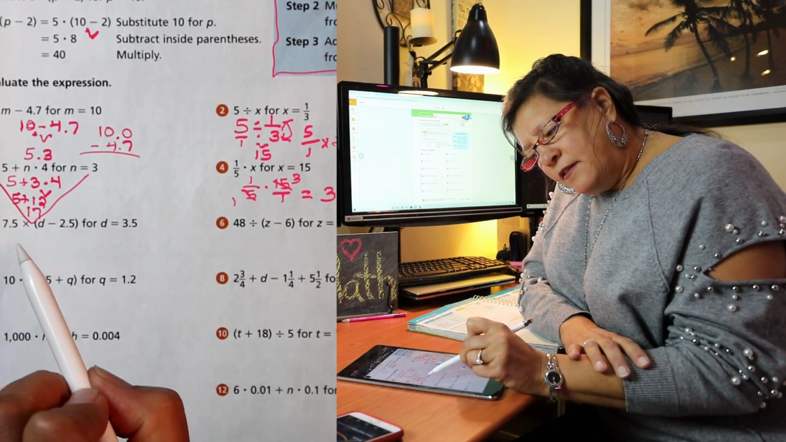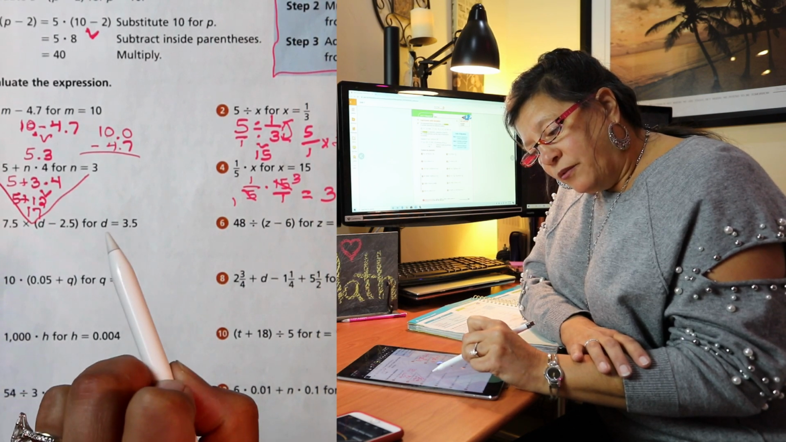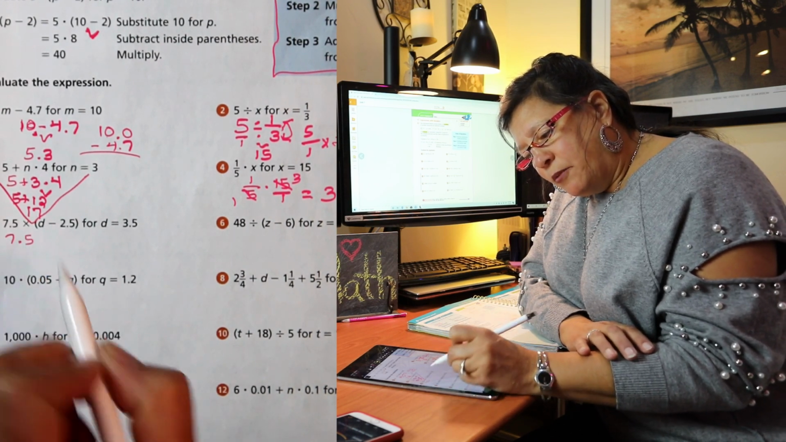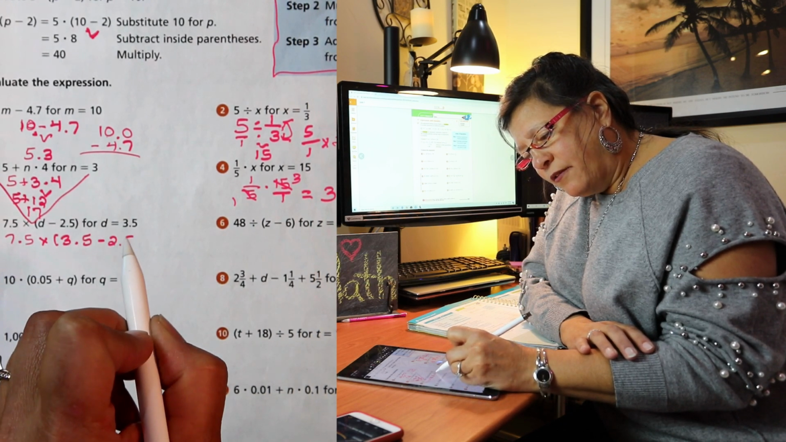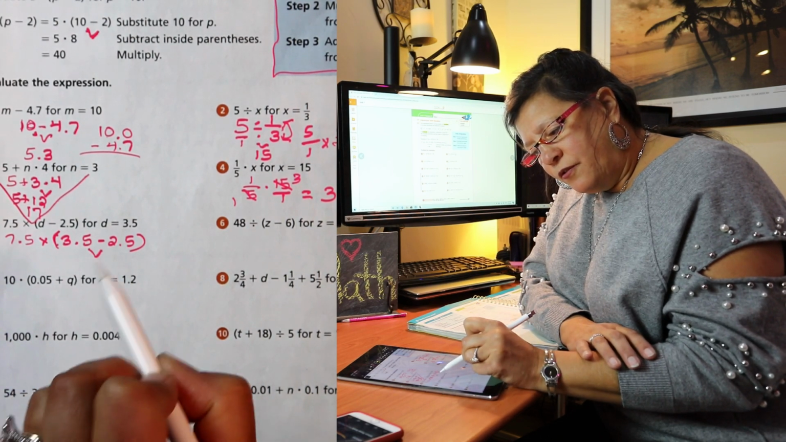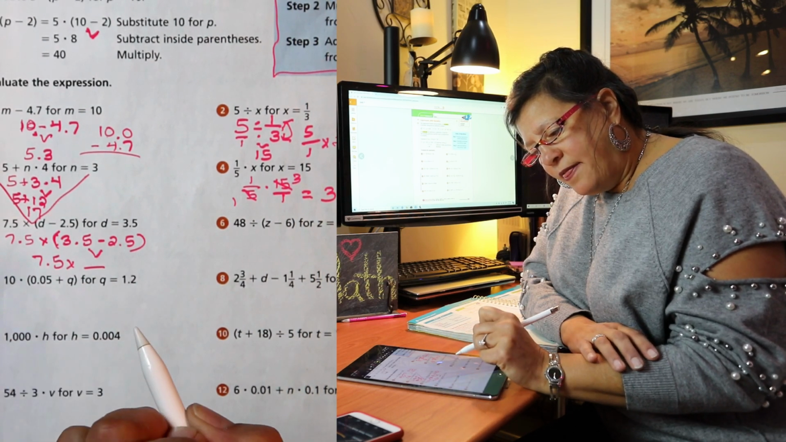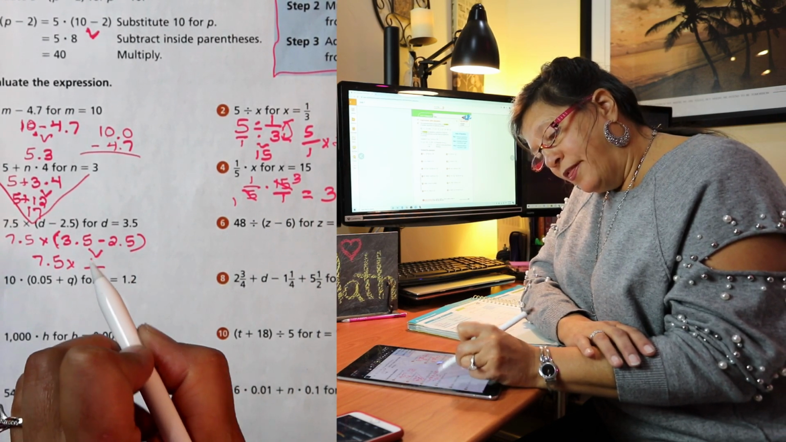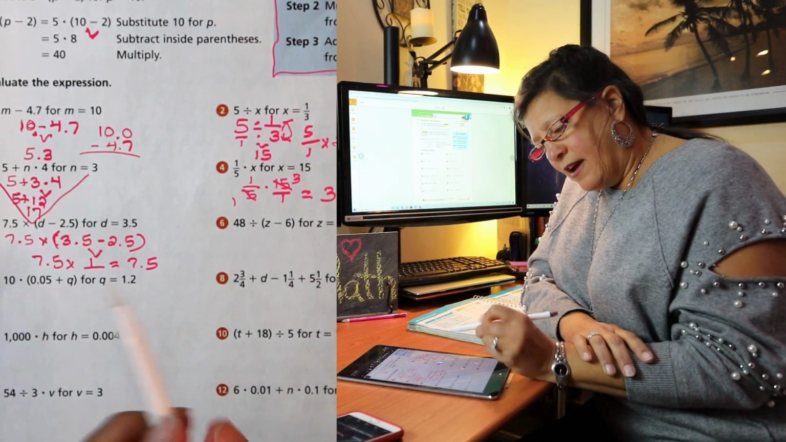Number 5. 7.5 times, in parentheses, d minus 2.5. Well, d is equal to 3.5. So let's go ahead and rewrite it. 7.5 times (3.5 minus 2.5). Okay? So you're going to do your parentheses first. Solve, then 7.5 times the answer that you got there. Okay? And you would get just a 1 there. So that's a pretty simple one. So your answer when you are all finished is 7.5.